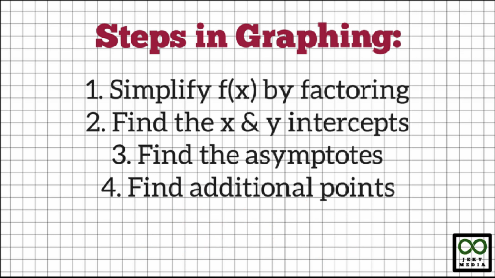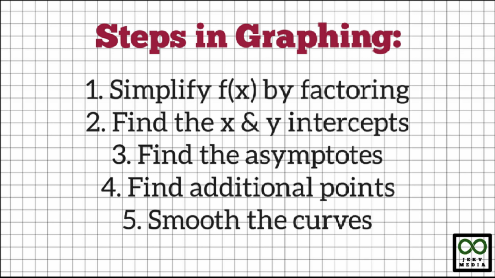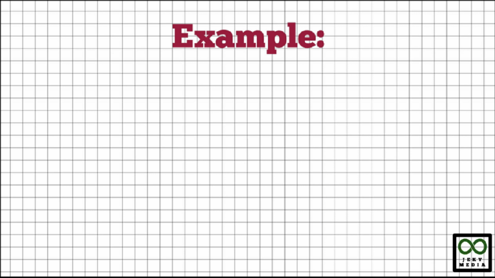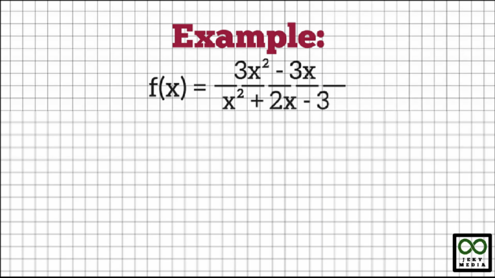Step 4. Find the additional points, points in between x-intercepts and beyond vertical asymptotes. Step 5. Use a smooth curve to have a better view of the graph of the rational function. Let's graph the rational function f(x) equal to 3x squared minus 3x over x squared plus 2x minus 3.